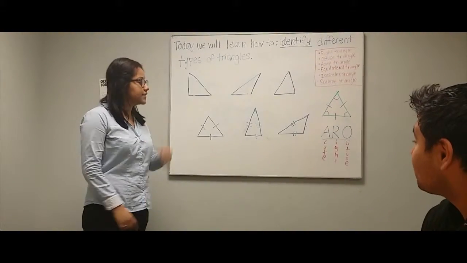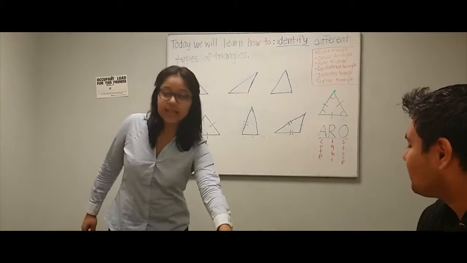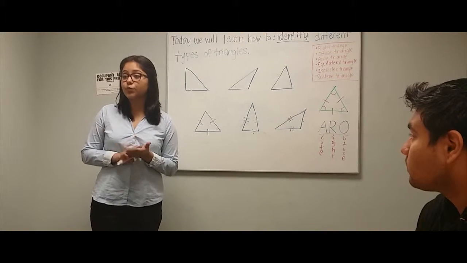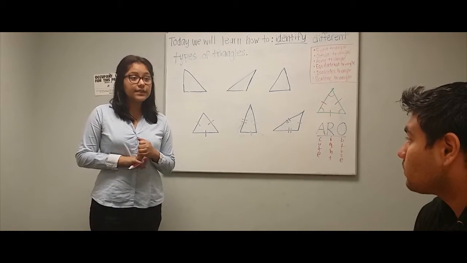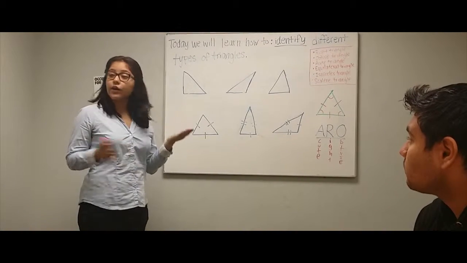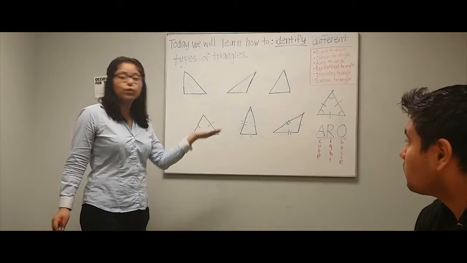So today we will be discussing different types of triangles. Last week we mentioned rays, lines, and we finished with angles. We're going to be continuing angles this week. And I want to ask you guys, by starting, what is a triangle?